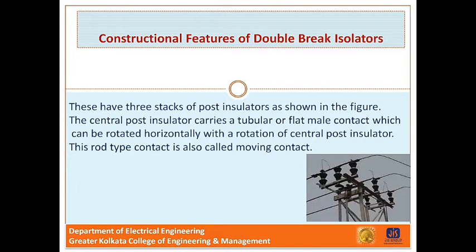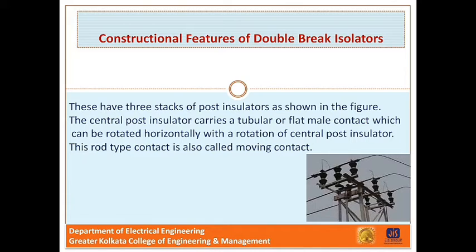Now the constructional features of the double break isolator. These have 3 stacks of post insulator, and you can see in this picture. The central post insulator carries a tubular or flat male contact which can be rotated horizontally with the rotation of the central post insulator. This rod type contact is known as the moving contact. The female type contacts are fixed on the top of the other post insulators fitted at both sides of the central post insulator.